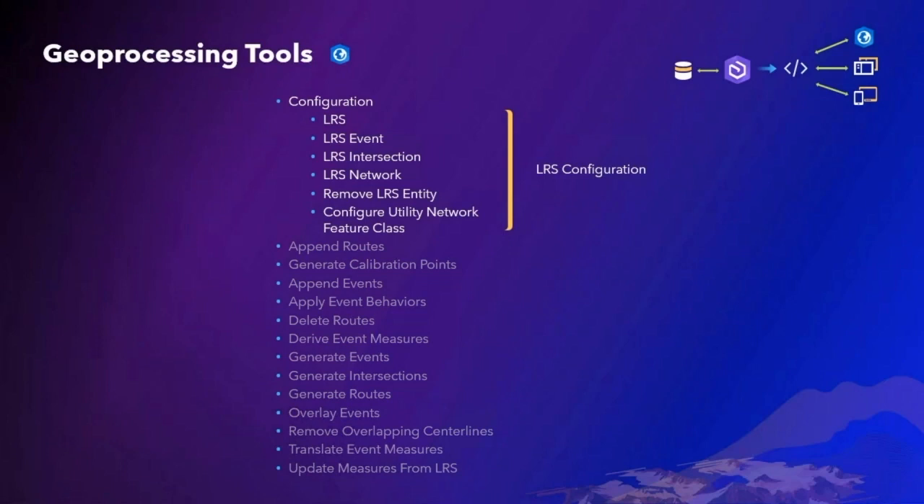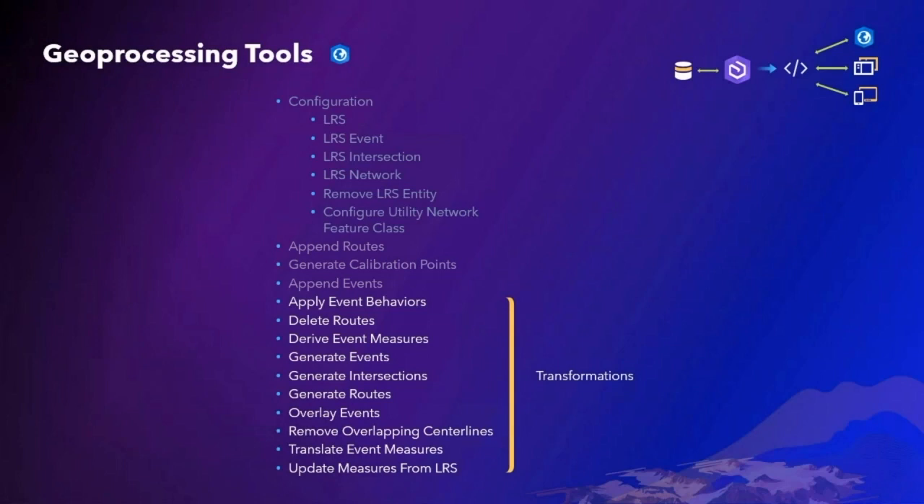There's LRS configuration. These tools need to be executed when Pro is directly connected to the geodatabase and would typically be used to perform LRS-related administrative tasks, such as creating and/or registering an LRS network or an LRS event. Then there's data loading tools, which can be used to bulk load LRS data. For example, in a scenario where a chunk of data needs to be transferred from one system to another, you can perform supplemental loading of route or event data instead of manually digitizing individual records.